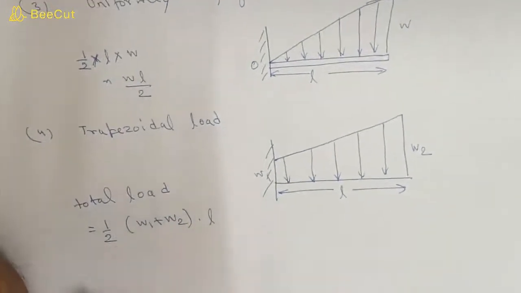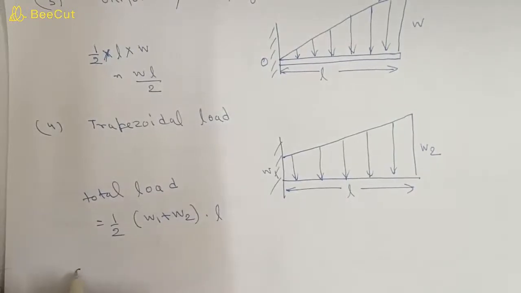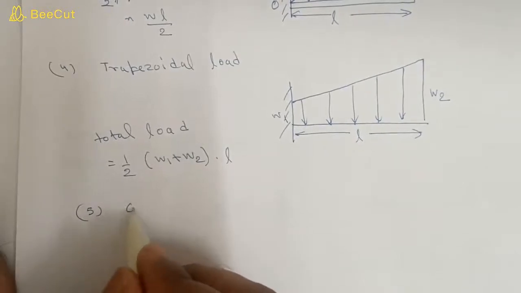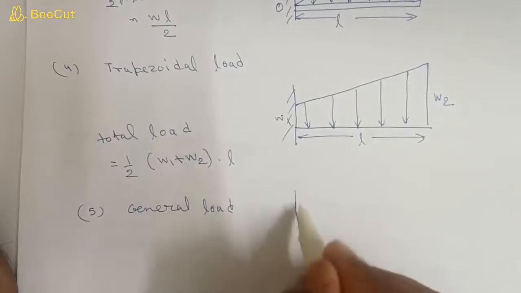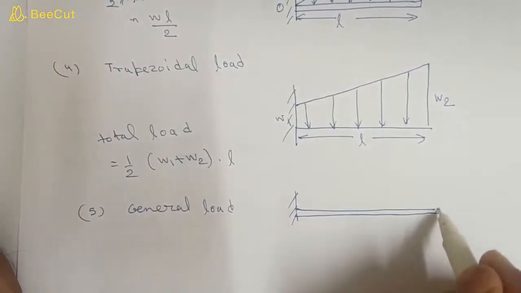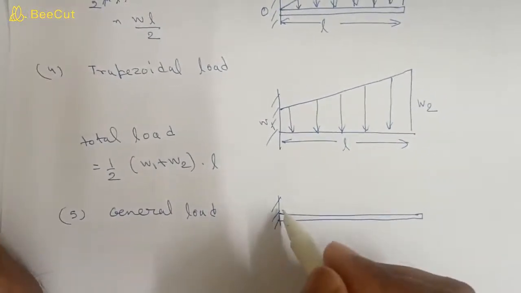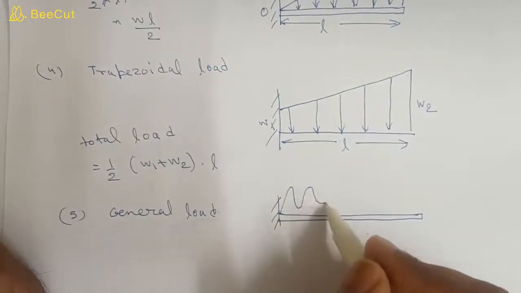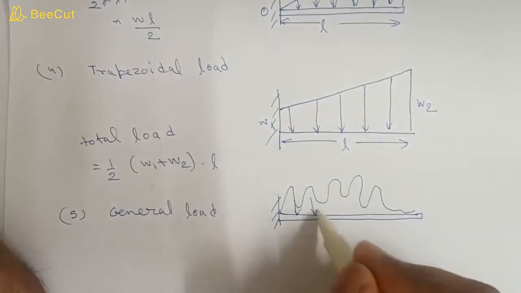Okay. Now the fifth one is general load. This is a beam, and we don't know the exact type of loading. We cannot express this by a formula, and it may increase at some moment, then decrease. So the load is continuously changing. This type of loading is called general load.